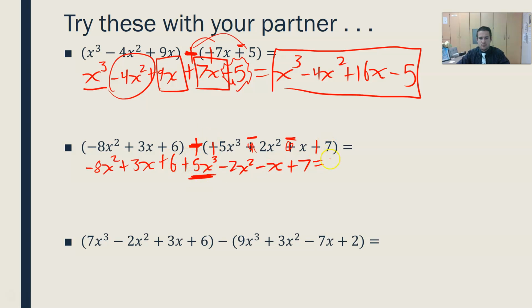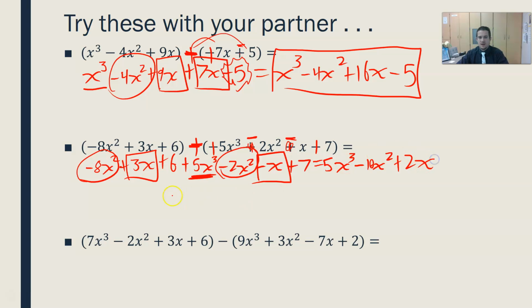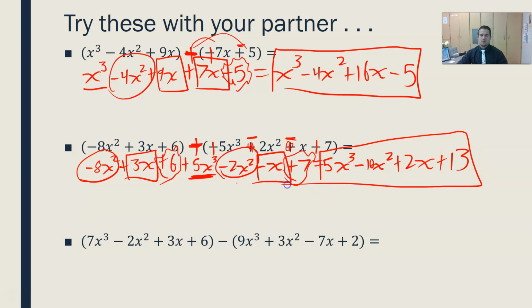See that okay? So now I'm going to combine like terms. Here's an x cubed, so I have 5x cubed. Here's an x squared. Here's an x squared. I have negative 8x squared and negative 2x squared. When I combine those together, I get negative 10x squared. I have a 3x and I have a negative x. 3x minus 1x is a plus 2x. And then I have a 6 and a 7. 6 plus 7 is a positive 13. So after subtracting those polynomials, I get 5x cubed minus 10x squared plus 2x plus 13.